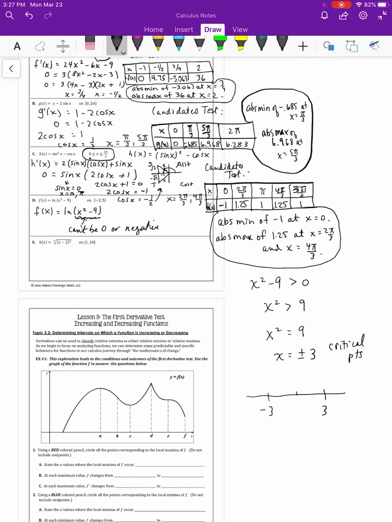Okay, so once you've decided that your critical points are -3 and +3, now we're just going to test. We're going to put a 0 in and see if that gives us something good. But if I put a 0 in here, 0 minus 9 is greater than 0. That gives me a false. That means it's not everything in between -3 and 3. But if I put a 4 into our test, and I say 4 squared minus 9 is greater than 0, well, that'd be 16 minus 9 is greater than 0, 7 is greater than 0. That would give me a true statement.